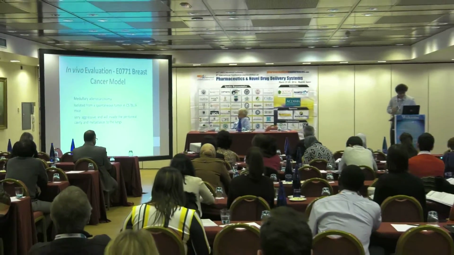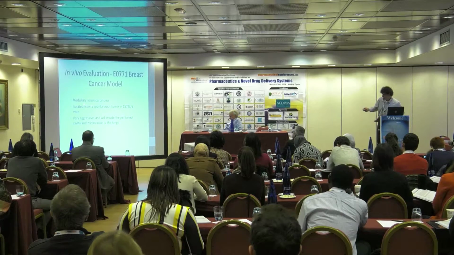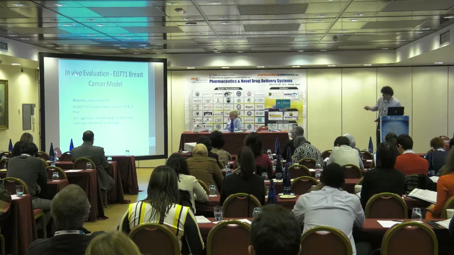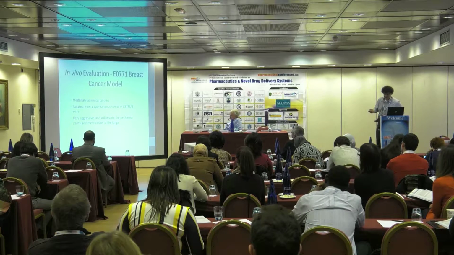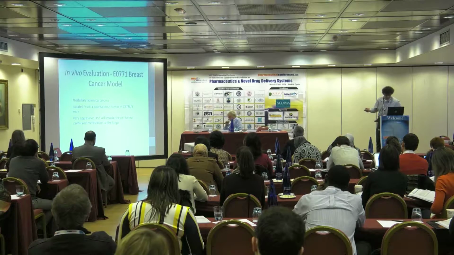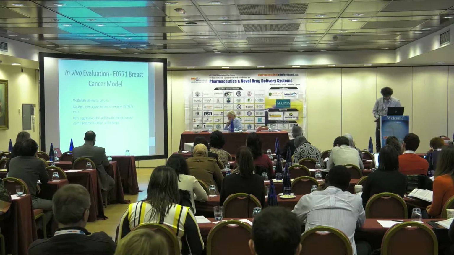Let me just explain where we are. The first example is a breast cancer model in mice. This is in E0771 cells. It's a syngeneic model. It's a mouse breast cancer. It's very aggressive, and it will invade the peritoneal cavity and metastasize to the lung if it's not treated.